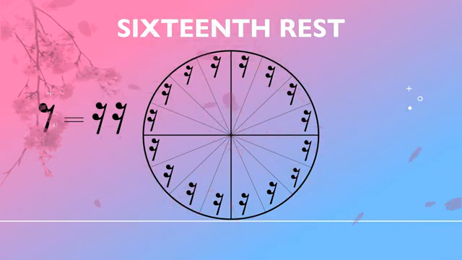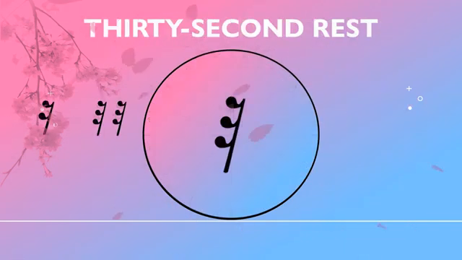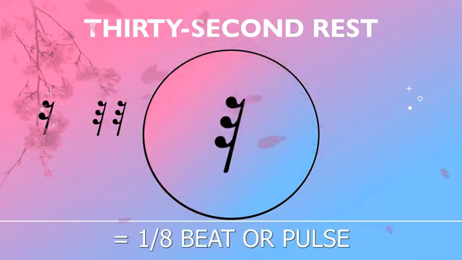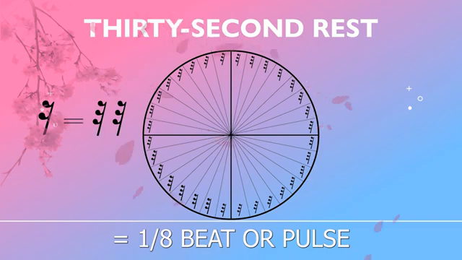Our next note is the 32nd rest, and just like our 32nd note, this one is characterized even smaller by adding another flag to the left. So now we need 32 of these to equal a whole rest. So it is equal to 1/8 of a beat or pulse.